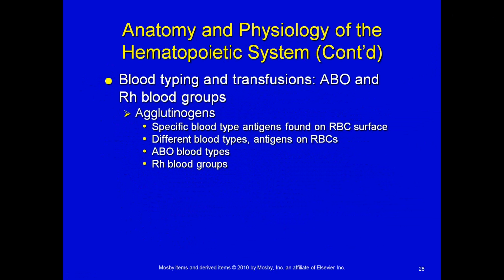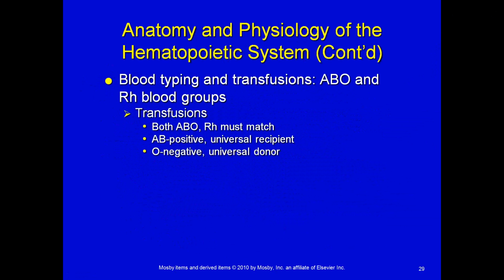Blood typing and transfusions refers to the ABO and the RH blood groups. Agglutinogens refer to specific blood type antigens that are found on the red blood cell surface. And different blood types have different antigens on the red blood cells. And so we have this ABO blood type system as well as the presence or absence of the RH factor. And when we talk about transfusions, both the ABO and the RH must match.